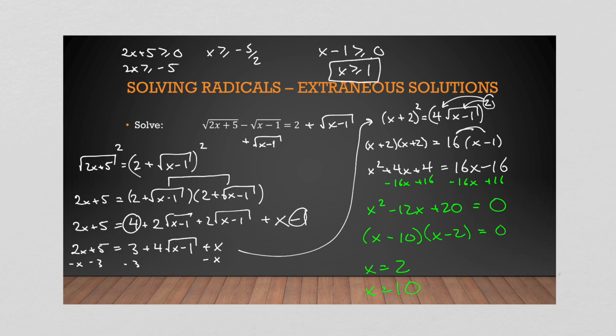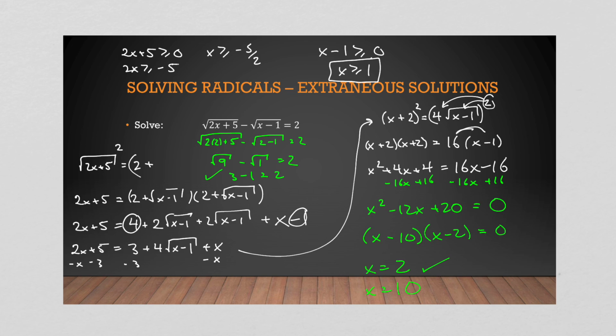Now remember, those are potential solutions. We got to try them out. So I'm going to erase some of this now. We've done all the hard work. And we just need to look at our original statement. If I threw a 2 in for x, I would have 2 times 2 plus 5 minus the square root of 2 minus 1. So this is what I would have, should equal 2. So that's the square root of 9 minus the square root of 1 should equal 2. And that's 3 minus 1. So we're good. So x equals 2 is good.